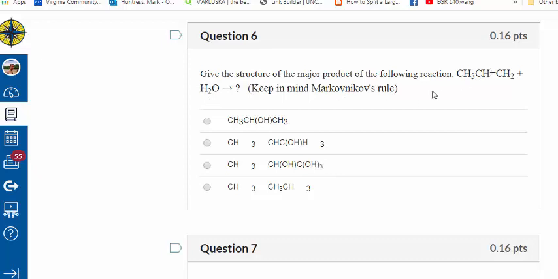But Markovnikov's rule here is telling us that the carbon that's already bonded to more carbons is going to get the bigger atom from the water. So the oxygen, that big oxygen, is going to bond to the carbon that's already bonded to big carbons. So this top one shows the OH on the middle carbon, which is what Markovnikov tells us should happen.